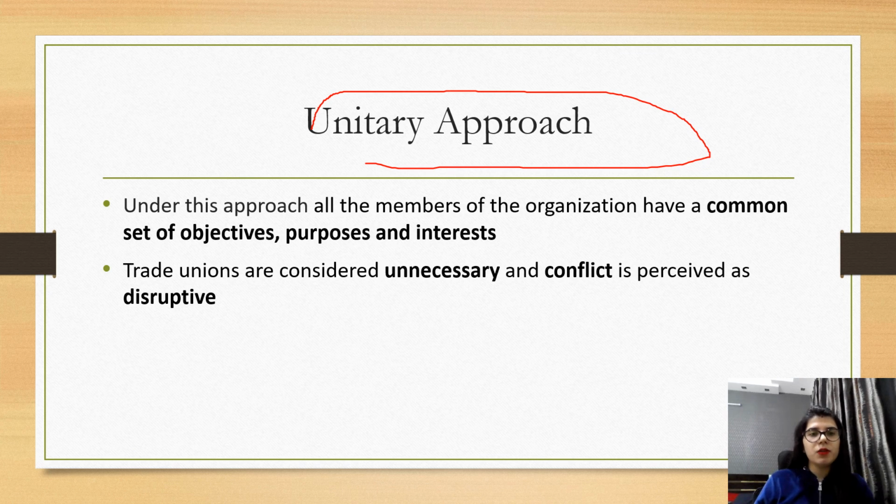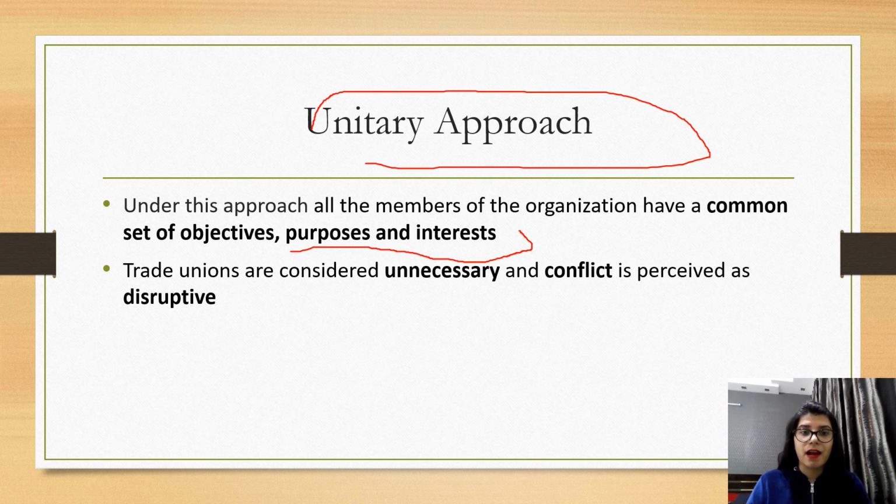So see, under unitary approach what is believed is that all the members working in the organization have a common set of objectives, purposes and interests. That means they have common objectives, they have common interests, they do not have conflicting interests. ठीक है, जहाँ पे conflicting interests आ जाते हैं then लड़ाइयाँ होती है, conflicts come into existence. But according to the unitary approach, all people working in the organization have common set of objectives, purposes and interests.